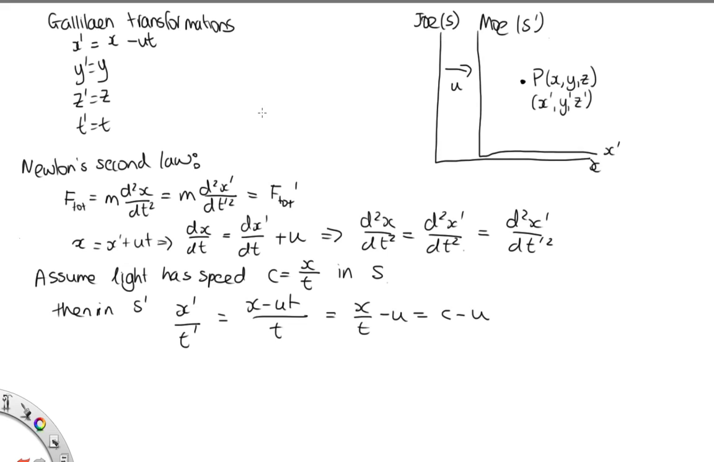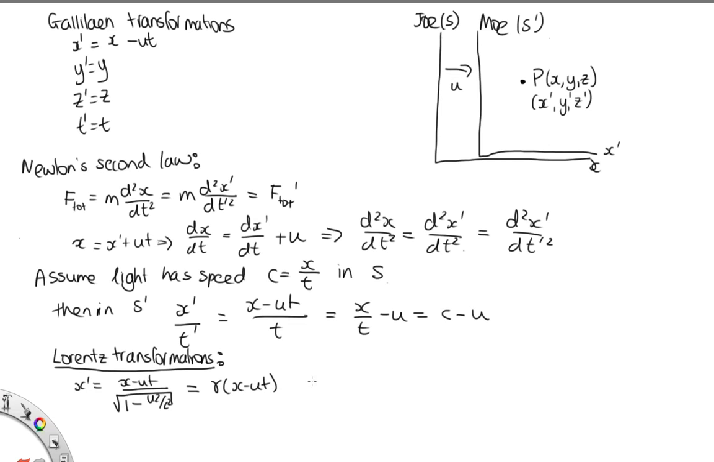Now, at about the same time, Lorentz came up with some transformations which allow for this constant speed of light. So the Lorentz transformations can be written as x dash is equal to x minus ut over the square root of 1 minus u squared on c squared, which is sometimes written as gamma times x minus ut, where gamma is equal to 1 over the square root of 1 minus u squared on c squared.